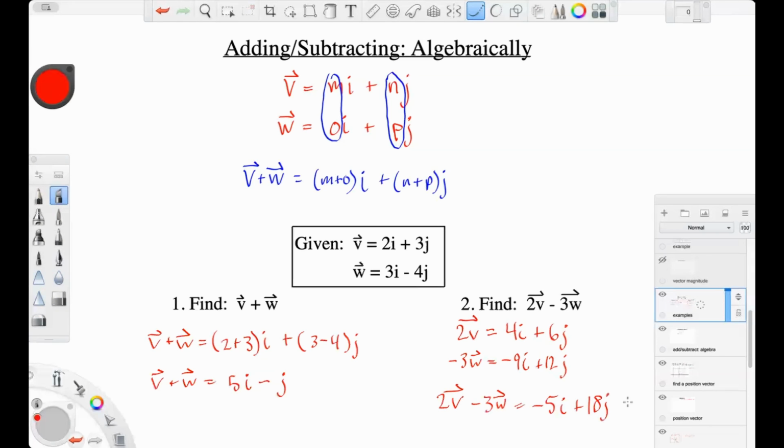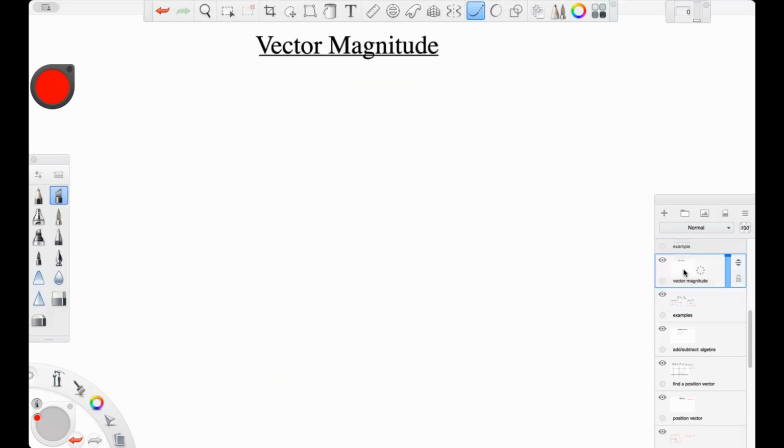So using the algebra to do it is fairly simple, right? We just let the algebra do the work for us. Cool. So that's how we do it algebraically. Let's talk about vector magnitude now. Sometimes we want to look at a vector and observe its pieces individually, meaning we might want to analyze the magnitude of the vector all on its own, and then separately analyze the direction of the vector all on its own.